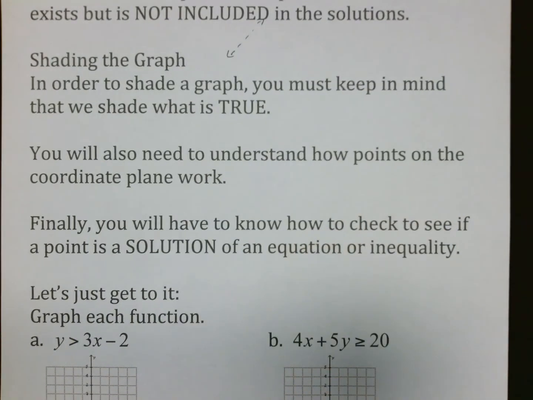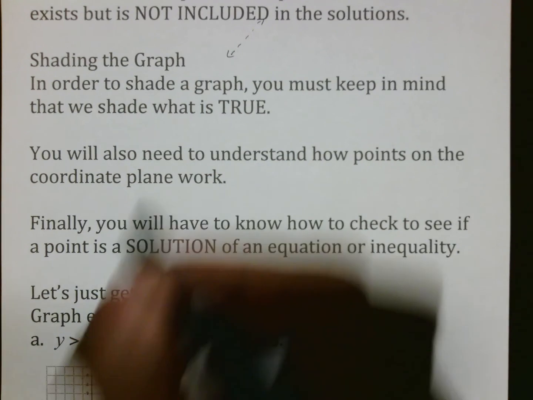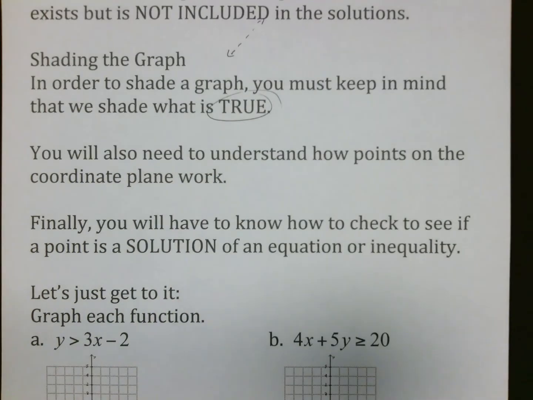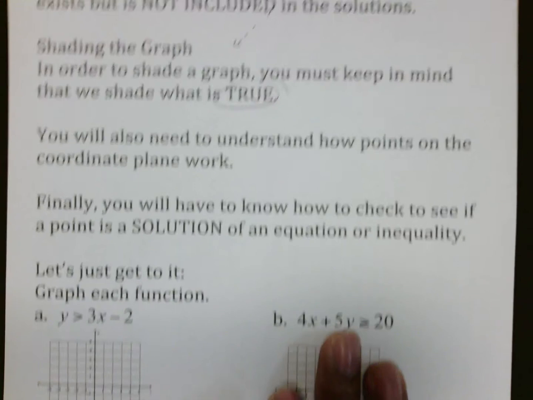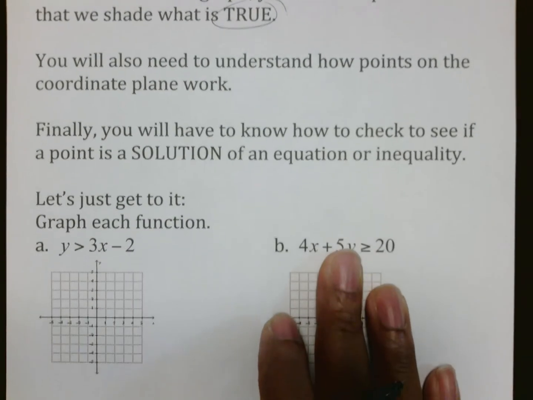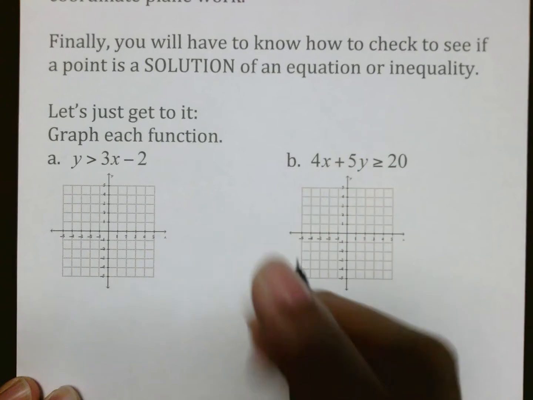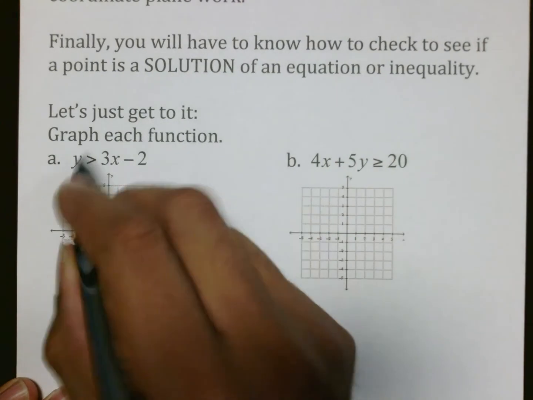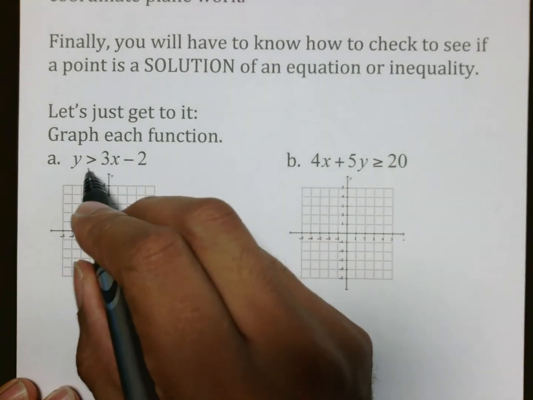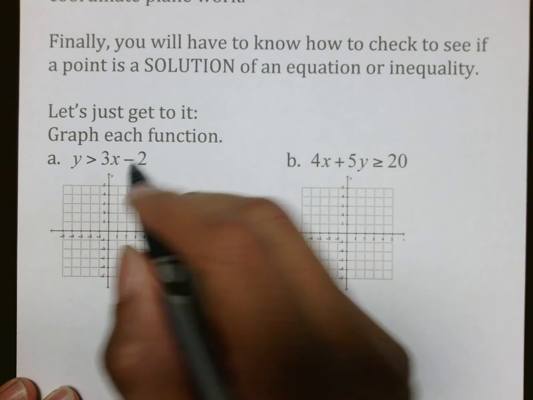In order to shade a graph, you must keep in mind that we shade what is true. Again, you shade what is true. You also need to understand how points in the coordinate plane work. Finally, you have to know how to check to see if your point is a solution. And then after that, you just kind of graph. So if you're asked to graph something that has an inequality, first off, that means you're going to have to test a point and shade it. So your first part is to graph it.